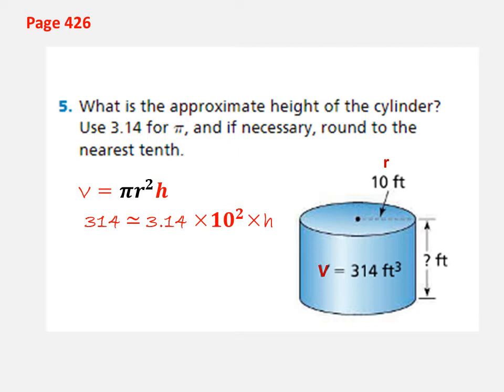The next step, we must solve this equation. So begin with simplifying this equation. We must multiply 3.14 times 10 squared. Of course, 10 squared is 100, so 100 times 3.14 is 314. So 314, the left hand side stays the same, equals 314h. To find the solution, divide by 314, or 314 times 1 equals 314, so h equals 1. So the answer here is about 1 foot.